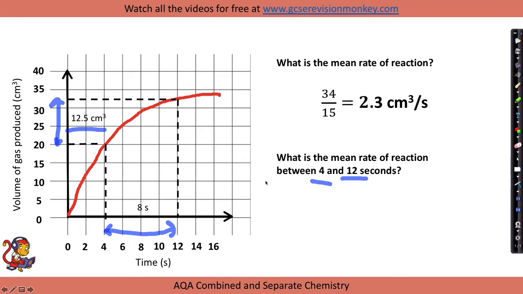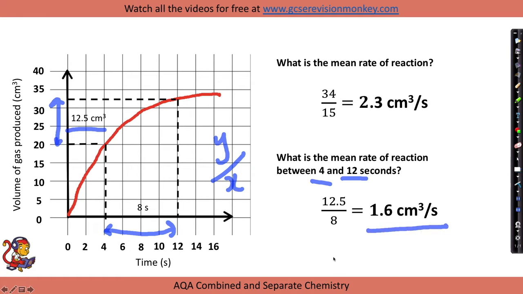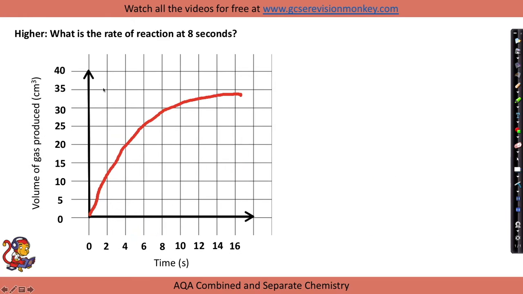So to calculate the rate of reaction, again, we do the y divided by the x. So our y value is our 12.5 divided by our x value of 8 seconds. 12.5 divided by 8 gives us, for that section of the graph, a mean rate of reaction of 1.6 centimetres cubed per second. And finally, a calculation for higher tier only.